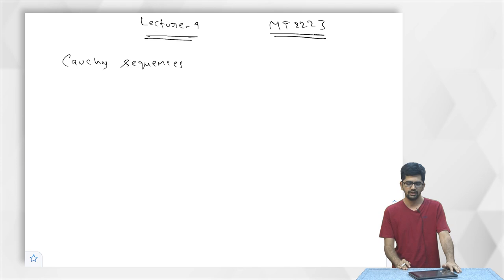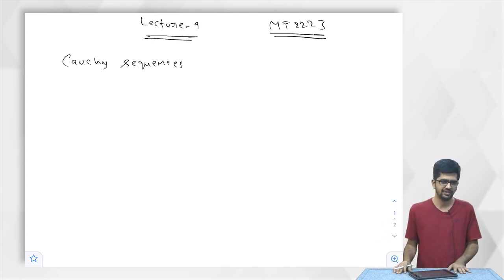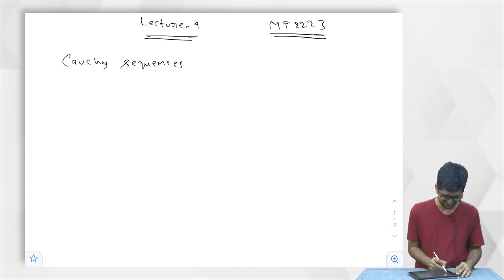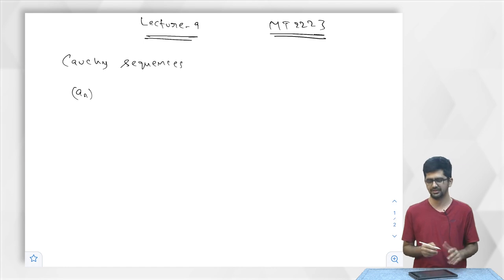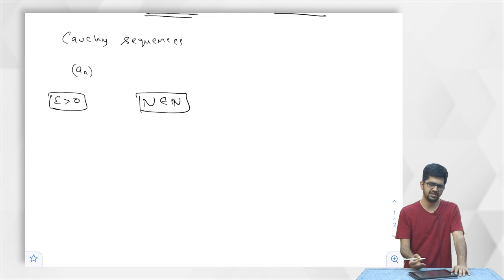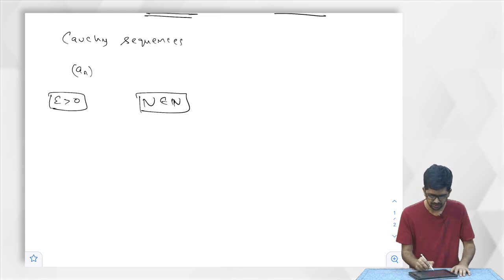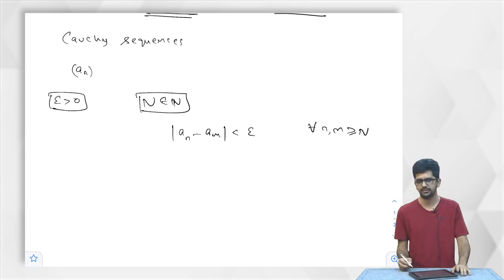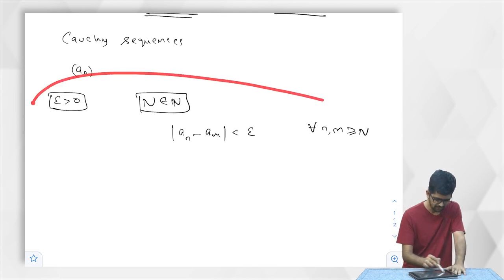So in this session we will see some results about Cauchy sequences, and we will see how far we can understand about Cauchy sequences. Okay, so let us at least write down the definition of a Cauchy sequence. What is the definition? A sequence a n is said to be a Cauchy sequence if, given epsilon positive, there is a natural number N such that some approximation holds. What is it? The estimate |a n minus a m| is less than epsilon for all n, m greater than or equal to N. So this is the definition of Cauchy sequences.